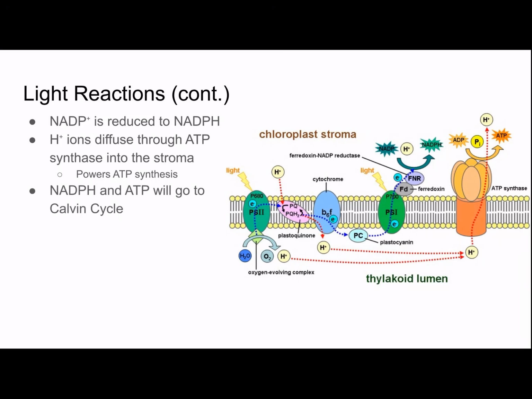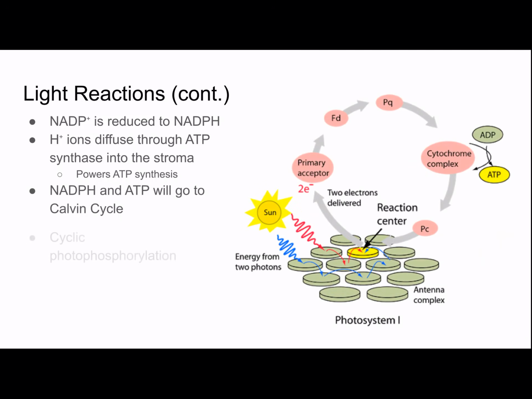However, there is something called cyclic photophosphorylation, which only replenishes ATP, and this will be used when the Calvin cycle, which uses a lot of ATP, uses a lot of energy. When it uses all of its available ATP, it'll undergo cyclic photophosphorylation to regenerate ATP needed.